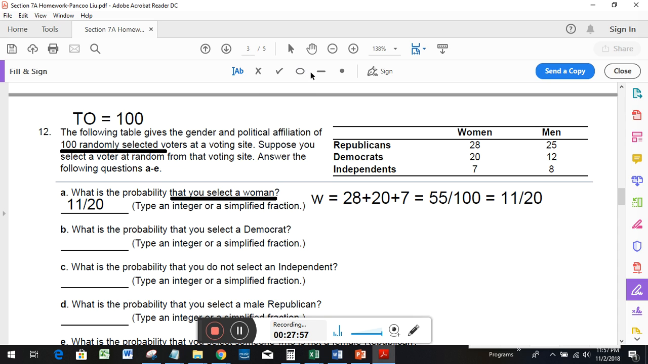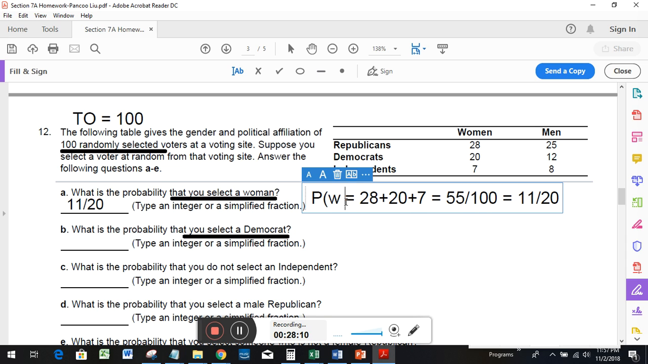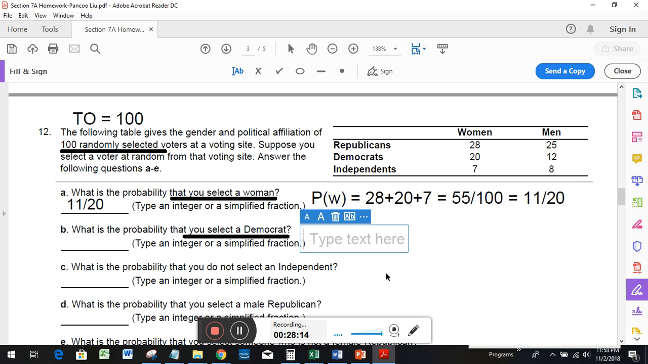Now, Democrats. Part B says, what is the probability that you select a Democrat? So we're going to do exactly the same thing, total up all the Democrats here to get your probability. Sorry, P(D), since we're solving for probability. So here, we're solving for probability of Democrats. So again, we're going to total up all the Democrats. We have 20 women Democrats, 12 men. So 20 plus 12, that's basically 32 out of 100.